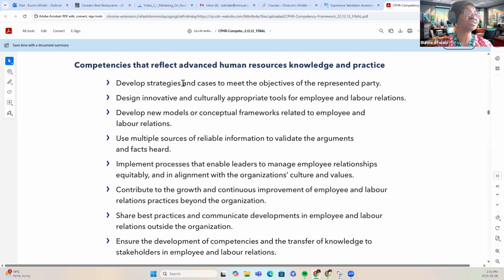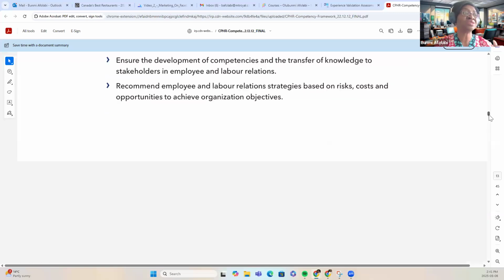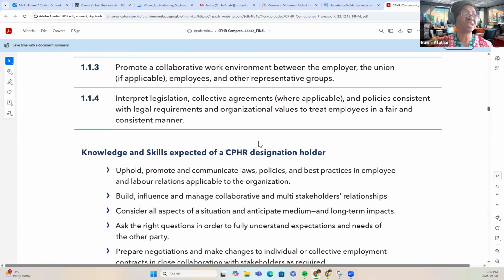You need to show them these competencies that reflect the advanced human resources practice, and I won't bother reading them, as well as the other one that we talked about earlier, the knowledge and the skills for each item that you want to speak to. Now, this is very important. You must not gloss over this.